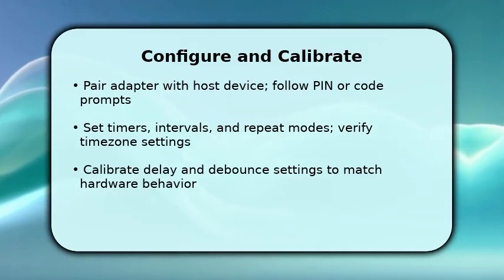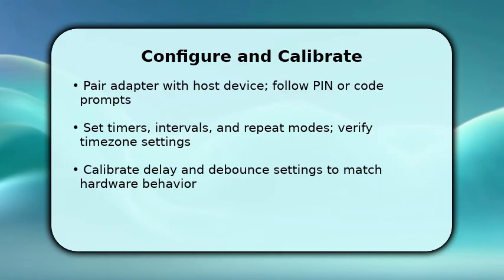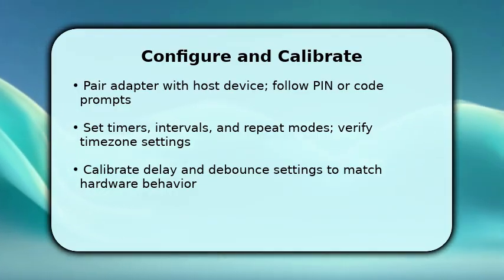Next, set timers, intervals, and repeat modes in the app, and verify the time zone so scheduled events run when you expect. Then calibrate delay and debounce parameters to match your specific hardware and load. These adjustments prevent missed triggers and contact chatter.